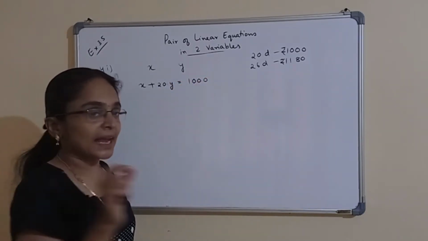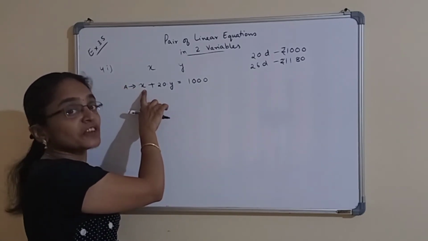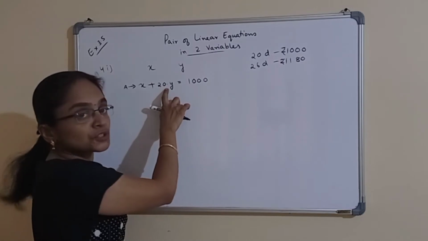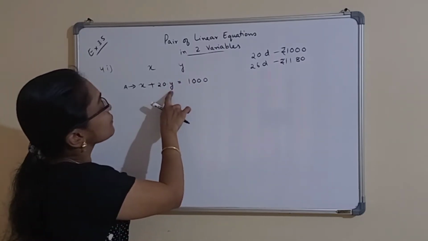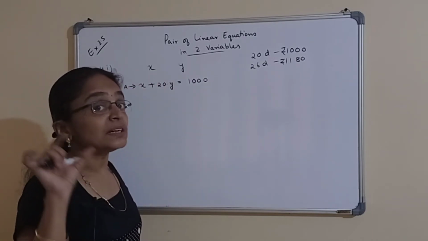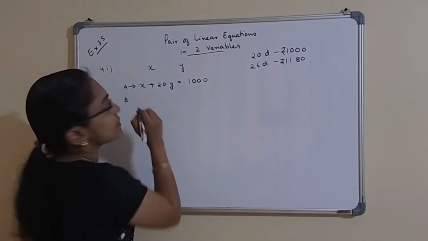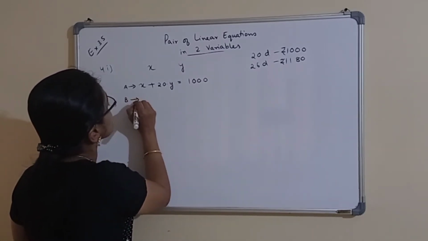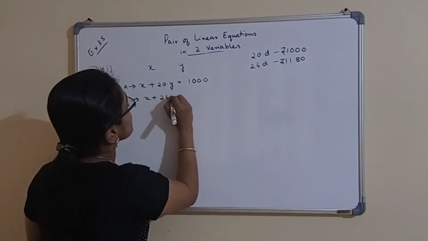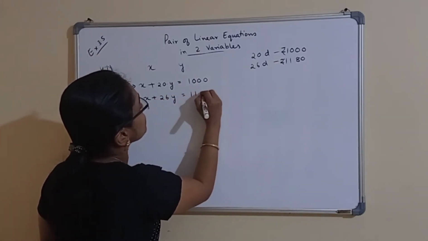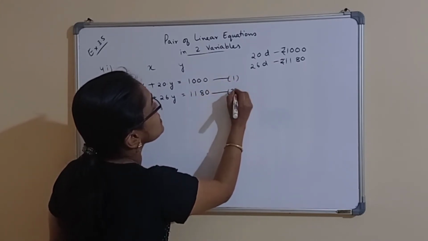The equation for A is x, the fixed charge, plus the charge for 20 days is 1000 rupees. Y is the charge for food per day. So x plus 20y is equal to 1000. Now the equation for B is x plus 26y is equal to 1180. This is equation 1 and this is equation 2.